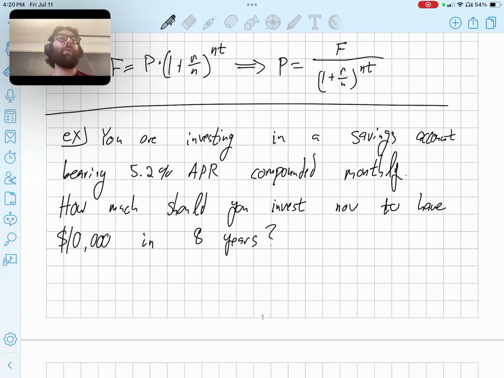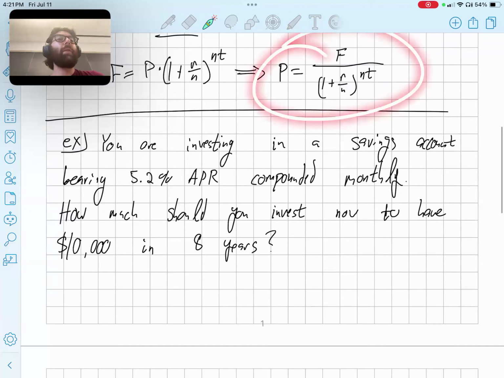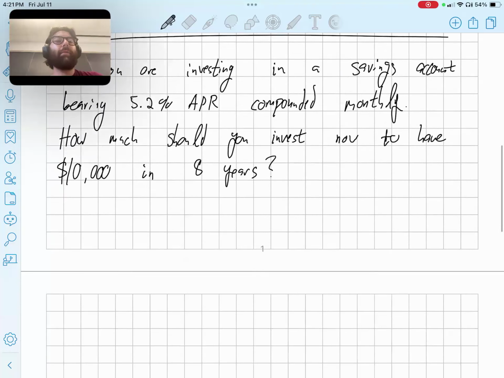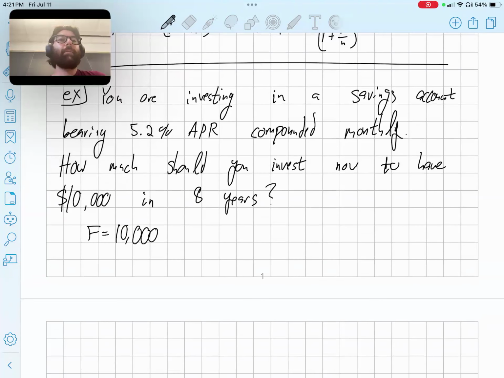That investing now, that's the principal. So we're asking what is the principal? And we want to have $10,000 in 8 years. That's our future value. And so we use this second formula. We want the principal, and so we use the formula that has the principal by itself. So our future value is 10,000. Our interest is 0.052. Our N, we're compounding monthly, so this is 12, and our T is 8.